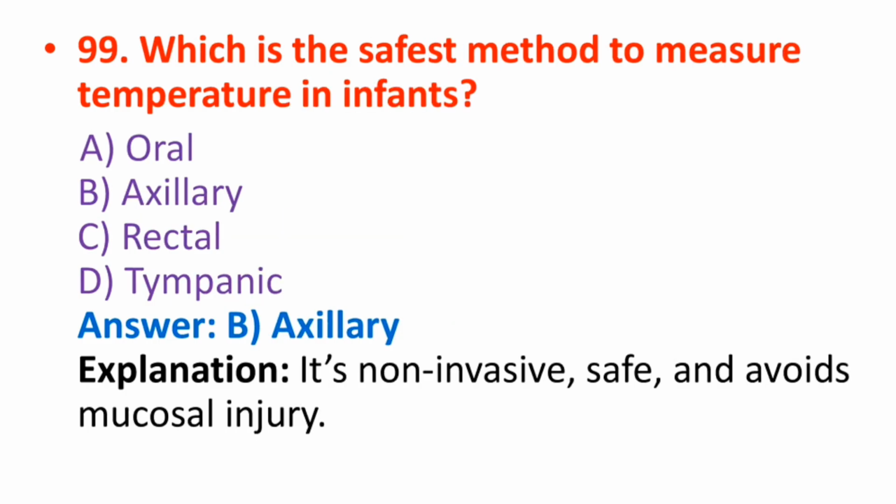Which is the safest method to measure temperature in an infant? Option A, oral, option B, axillary, option C, rectal, option D, tympanic. The correct answer is option B, axillary. It is non-invasive, safe and avoids mucosal injury. Axillary is the safest method to measure temperature in infants.